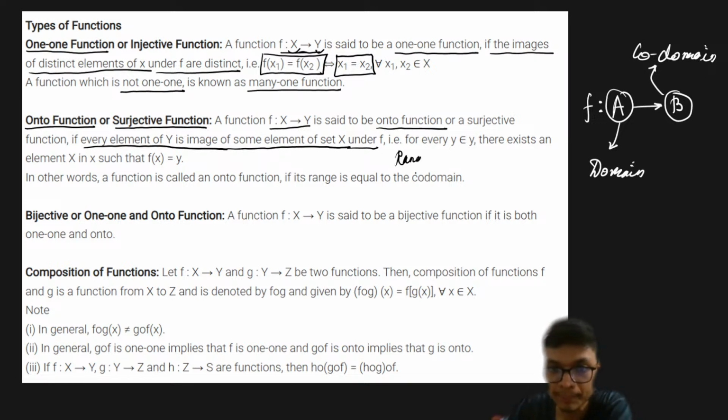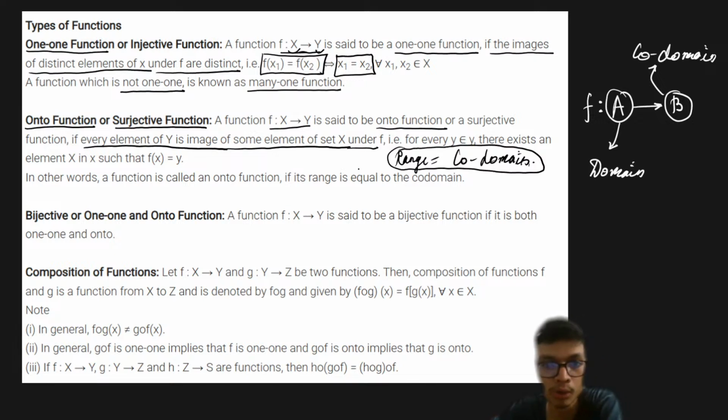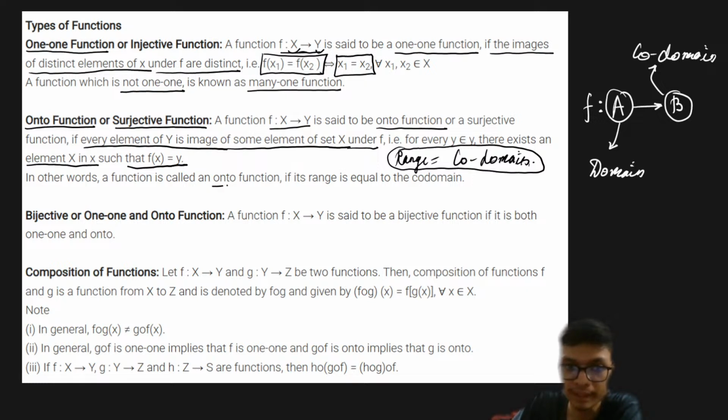So when the range is equal to the codomain, that kind of function is called a surjective map, or an onto function. That is, every element of Y is an image of some element of X under f. That is, for every y belonging to the set Y, there exists an element x in X such that f of x is equal to y. Onto function means the range is equal to its codomain. And a function which is not onto is called an into function.